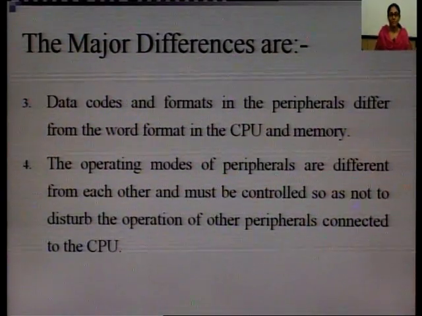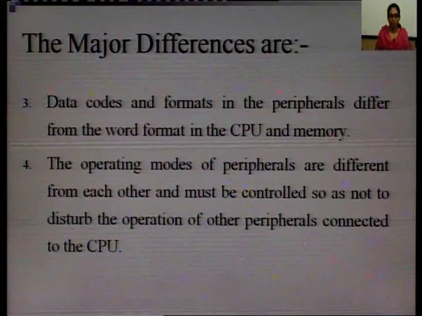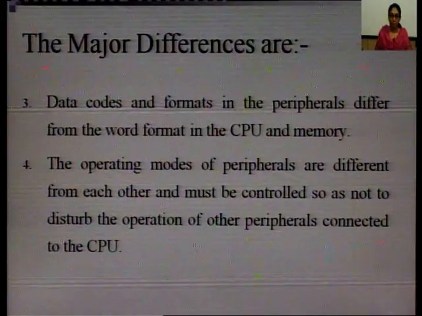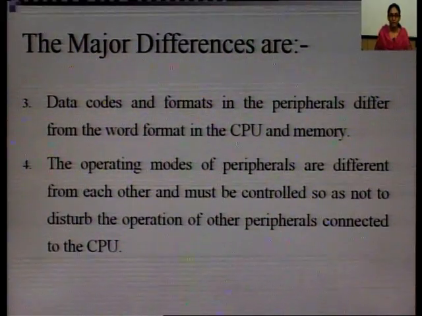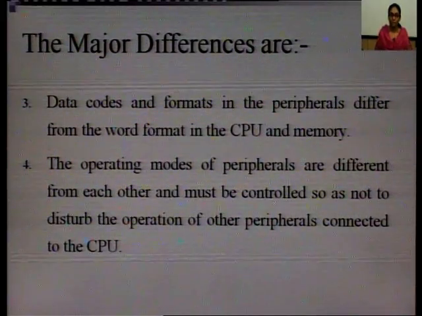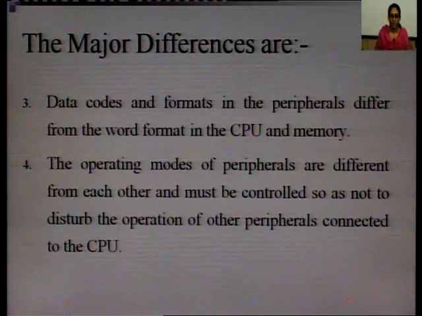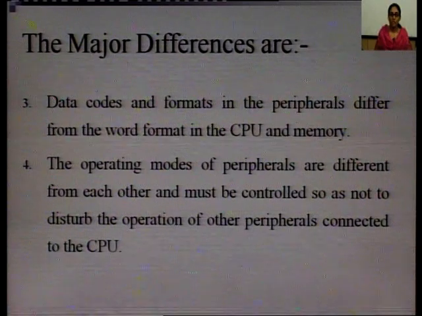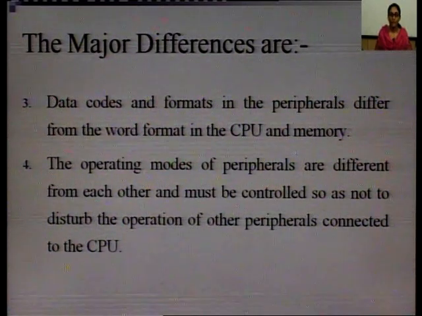Third difference is the data codes and the formats in the peripheral differ from the word format in the CPU and the memory. The last difference is the operating modes of the peripherals are different from each other and must be controlled so as not to disturb the operation of the peripheral devices which are connected to the CPU.